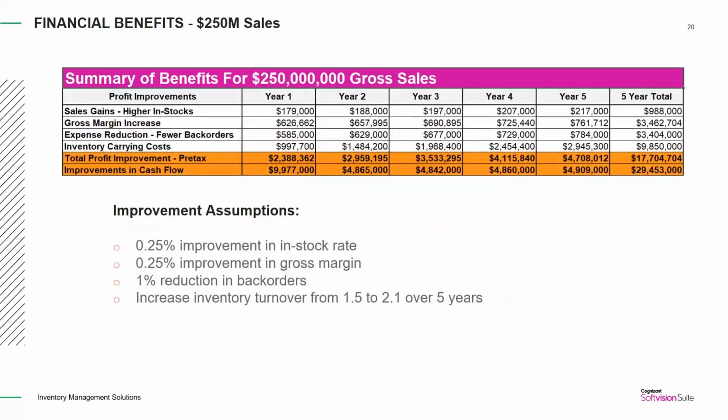ROI. So all of the investment, all of the time, all of the effort, all of the energy, where does it get me at the end of the day? What it gets you is more money. And that's the key of what we bring to the table, is giving you better in stocks, better gross margins, less back orders, lowering your inventory carrying costs, and improving your cash flow. And this works in this example over a 5-year period. You see a steady increase just by using our product.